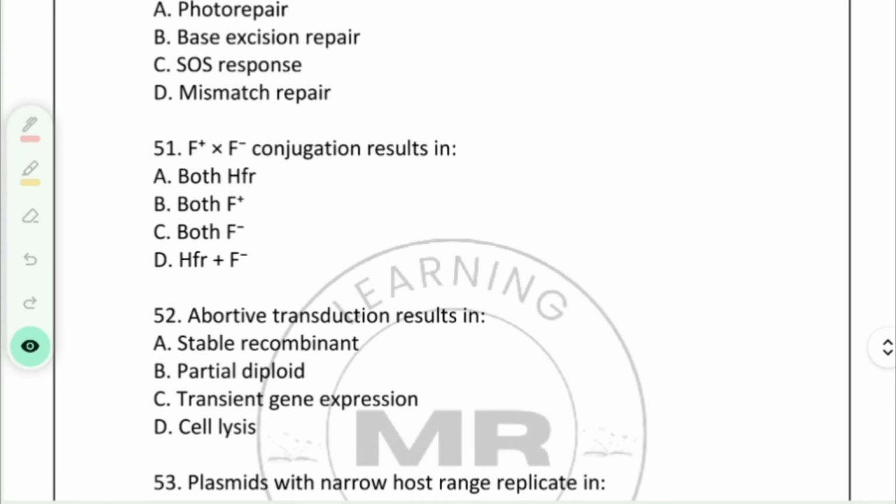51. F plus into F minus conjugation results in, options are A, both HFR, B, both F plus, C, F minus, D, HFR plus F minus. So the correct answer for this question is option B, both F plus.